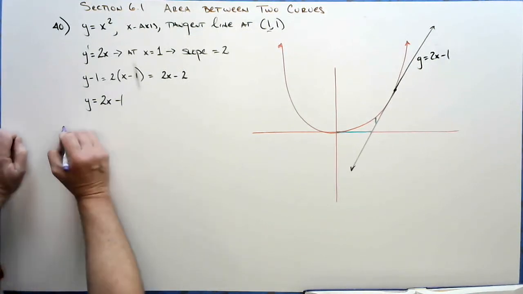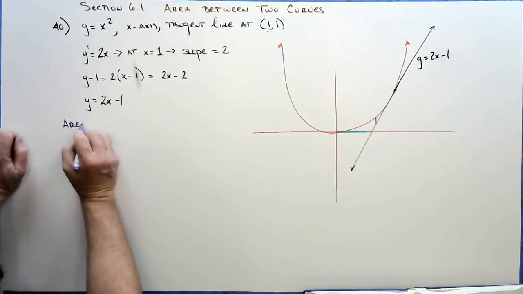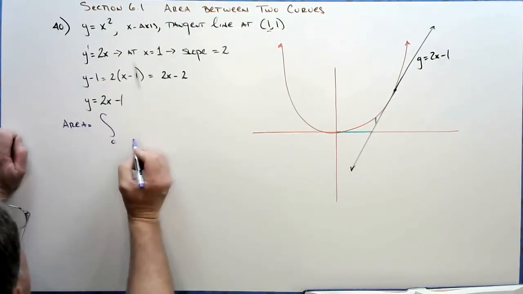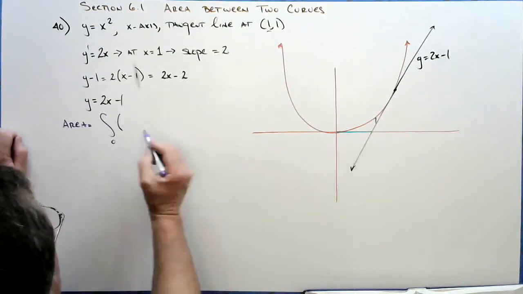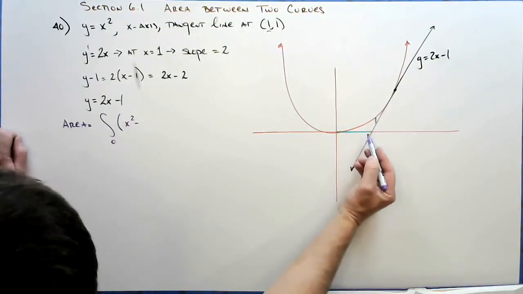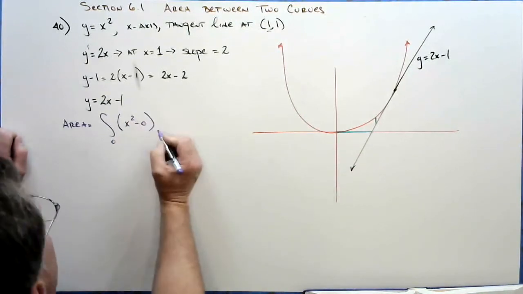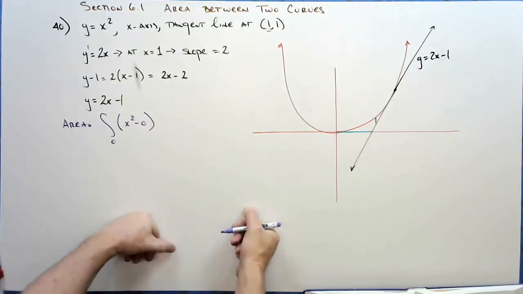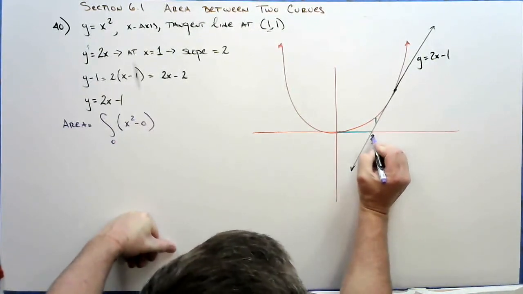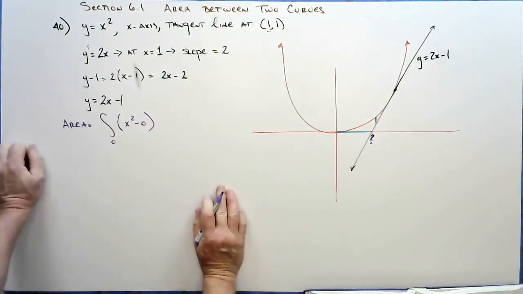So our area is going to be the integral from 0, right? We started at 0. Our top function is the parabola, x squared, minus the bottom function, which is 0. Now, we don't know where to stop because we don't know the coordinates at that point yet. We're going to have to find that.